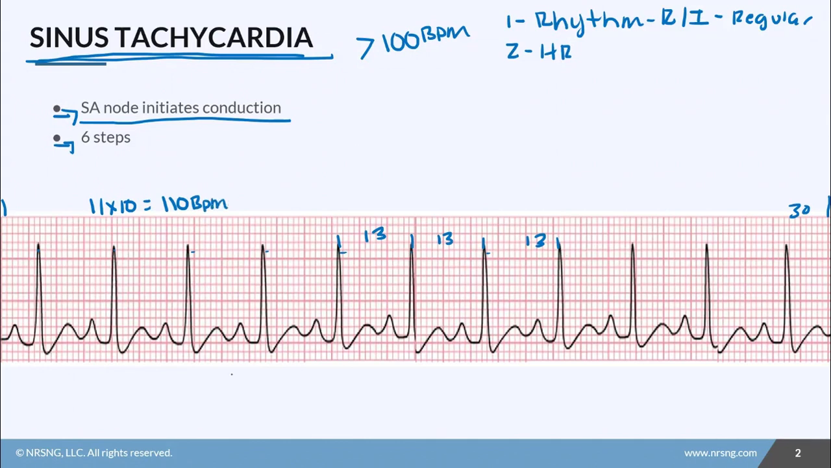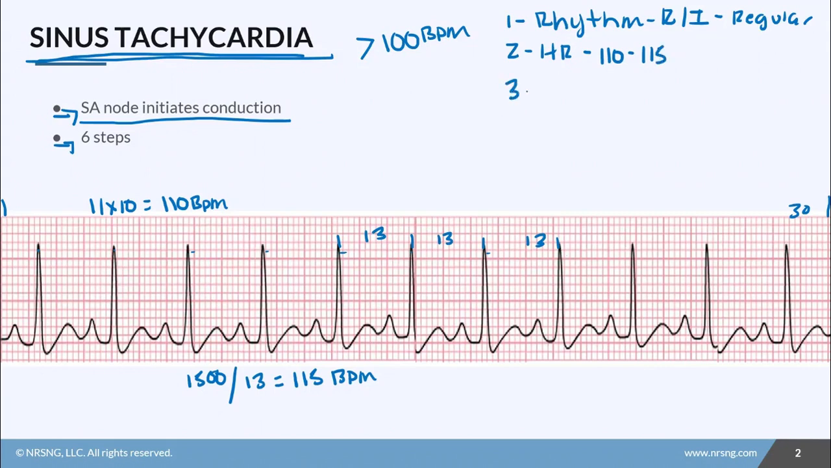But let's do the 1500 method as well. So we're going to divide 1500 divided by 13. And we're going to come up with 115 beats per minute. And don't forget that this method is just more accurate. So our heart rate is anywhere from 110 to 115 beats per minute.